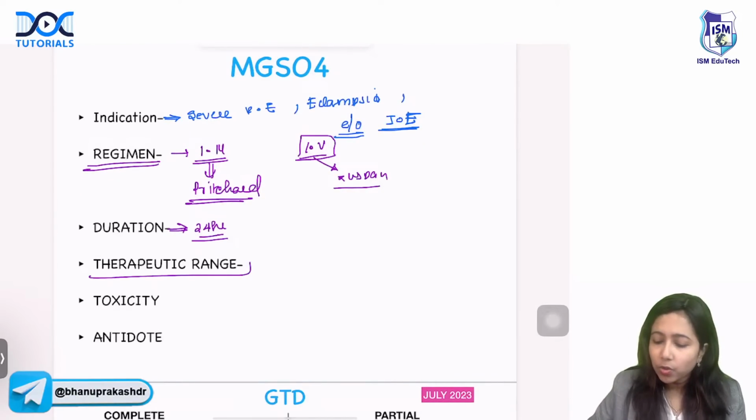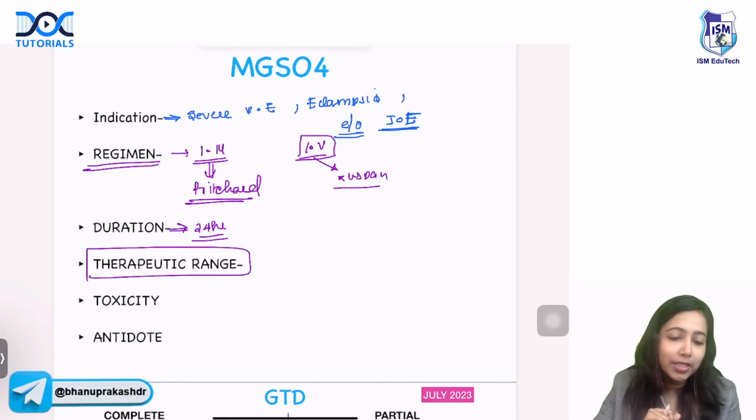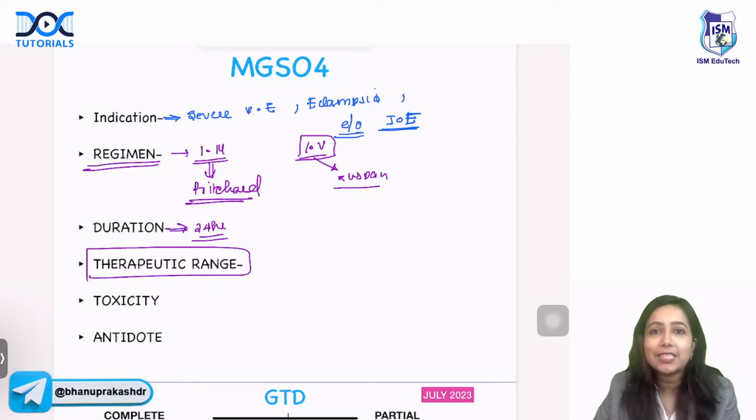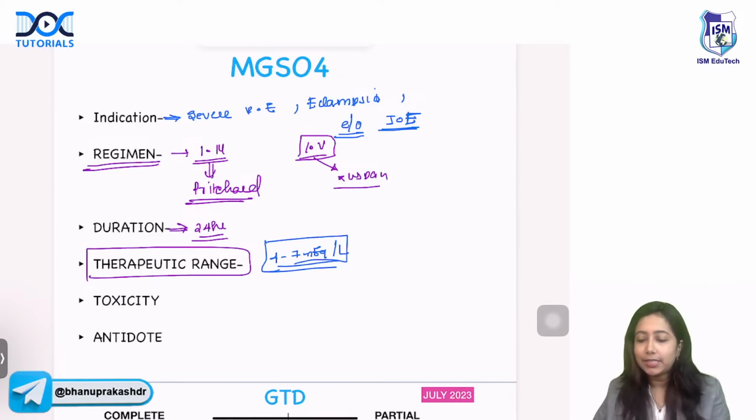All right. So the problem with this magnesium sulfate is that it has a very narrow therapeutic range. If we slightly exceed this range, the patient can have toxicity. And what is the therapeutic range of magnesium sulfate? It is 4 to 7 milliequivalent per liter.